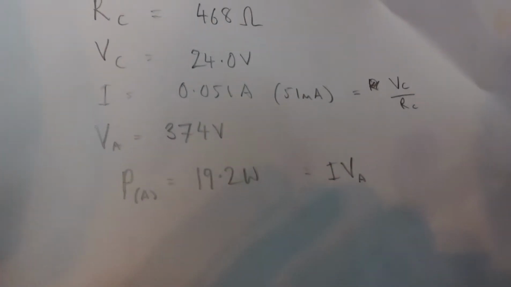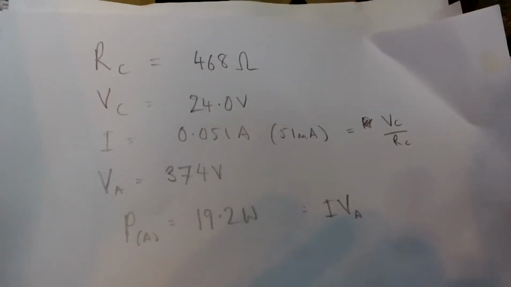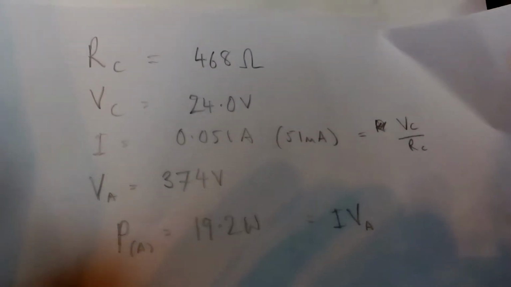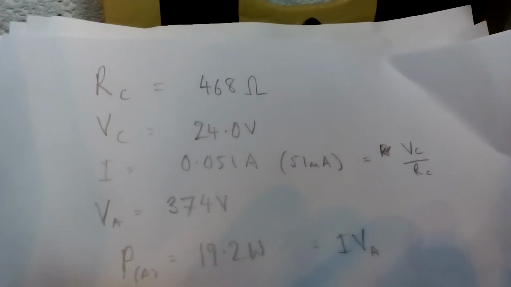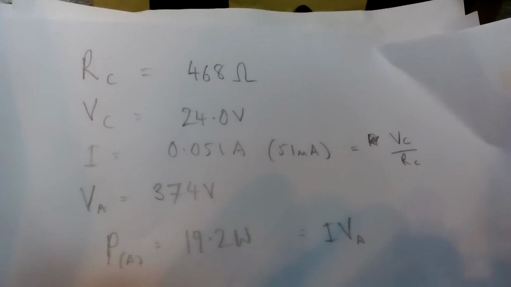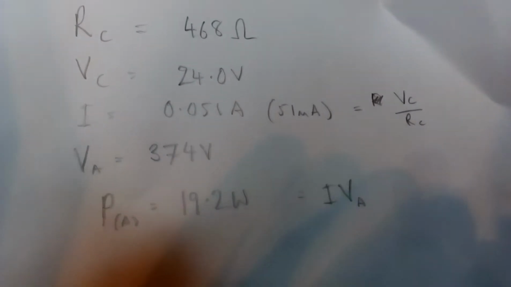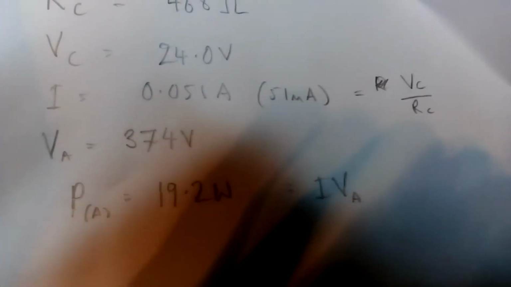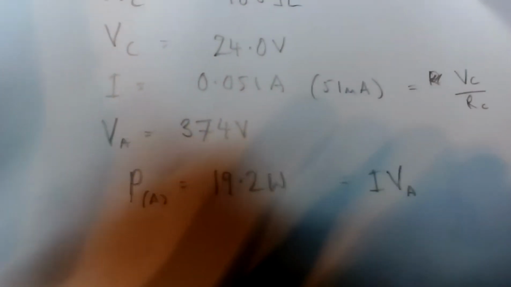Okay, so here are my GCSE physics type calculations. These are the measurements I took. The resistance across the cathode was 468 ohms. The voltage across it was 24 volts. So you can use Ohm's law, voltage divided by resistance, to calculate the current going through it. And it was quite high, about 51 milliamps.